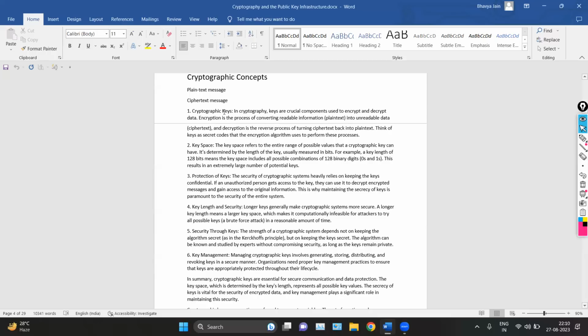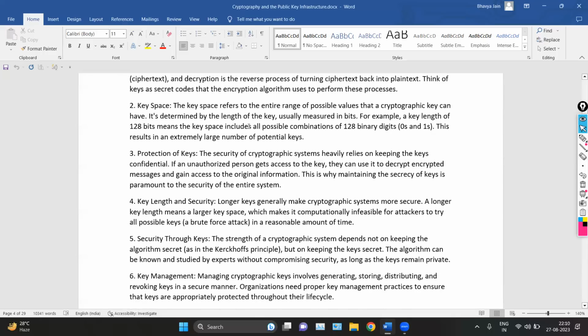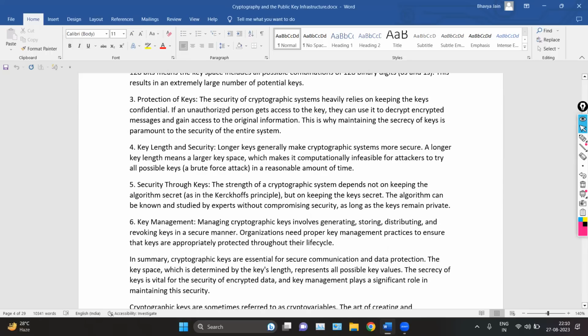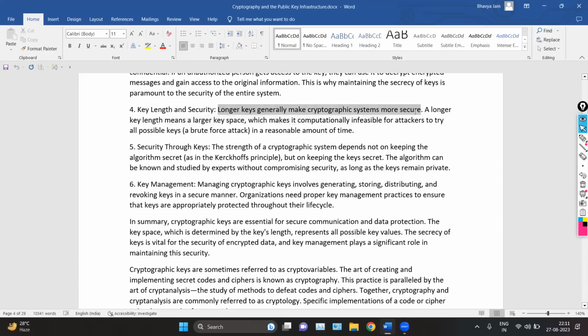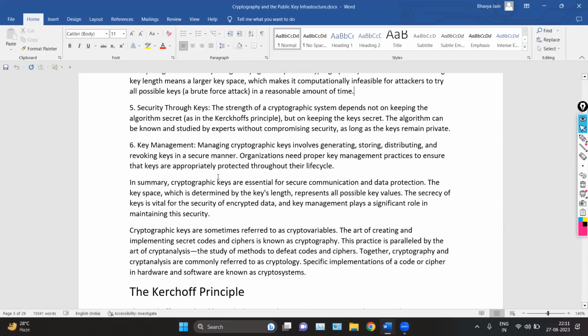We have also discussed cryptographic keys and key spaces, which is the length of your keys. Each position contains a combination, or the probability, of two values. That is why the key space is 2 to the power of 128 binary digits. And the longer the length, the stronger your key will be. Then the protection of keys, key length and security: longer keys generally make a cryptographic system more secure. If your keys are longer, it will take an attacker more time to brute force your key. Then we have security through keys.